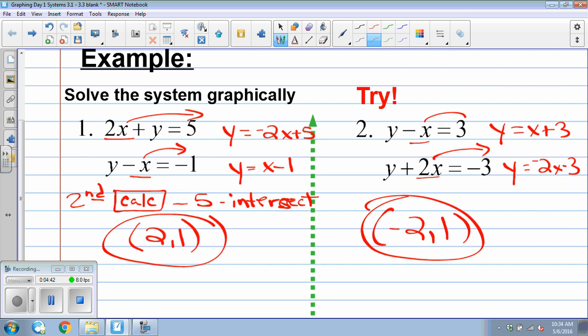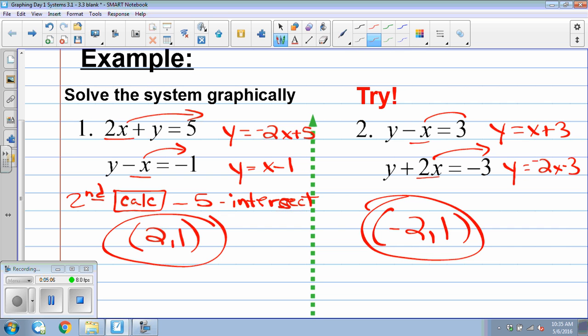But if they're not both linear, for example, if one of them is a quadratic and the other one is a linear, okay? How do we know? First of all, how do we know that both of these are linear? Nothing squared, nothing to the third power. Both of the exponents for x and y are to the first power. So that's how we know that they're linear.